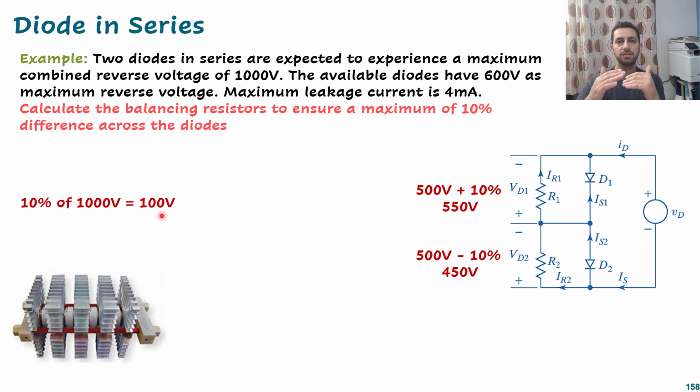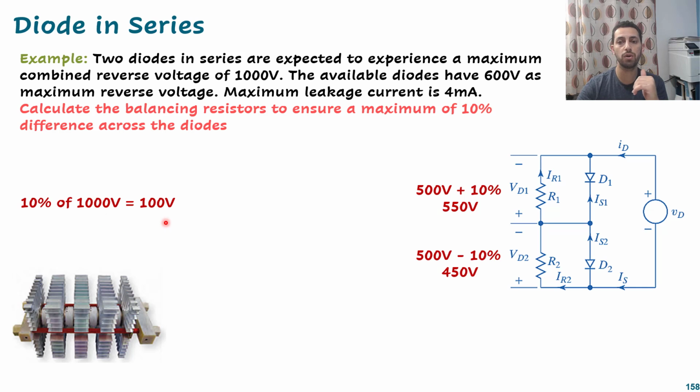So I need to choose two numbers between diode number 1 and 2, which have a difference between them of 100 volt. So I think 550 and 450 has a difference of 10%, which is 100 volt. Okay, so these are the values that we will select for our design: 550 and 450. The difference between them is 100 volt.